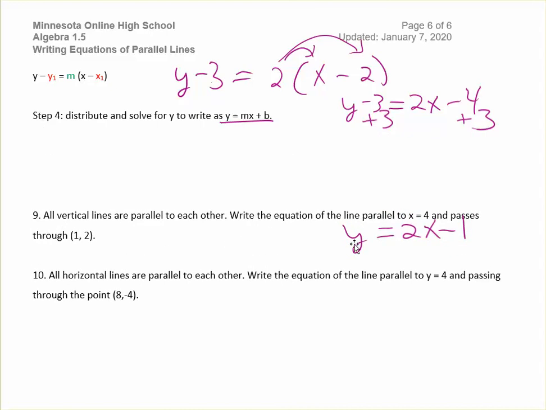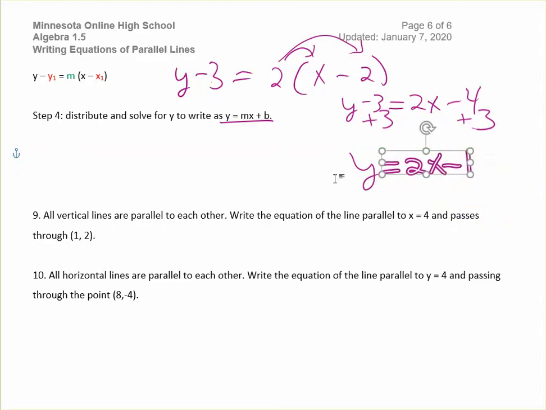Let's see if I can get that back up where it belongs. Maybe not. I was trying to copy these and move them up there. There we go. Okay. Because that was still for number 8.